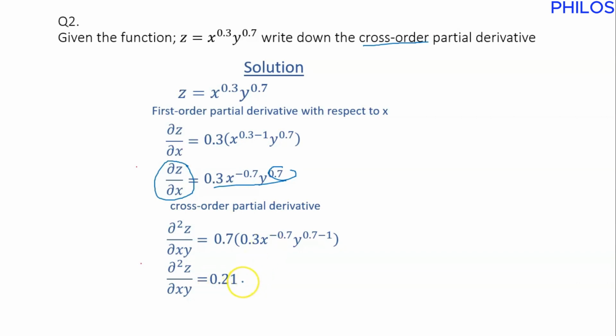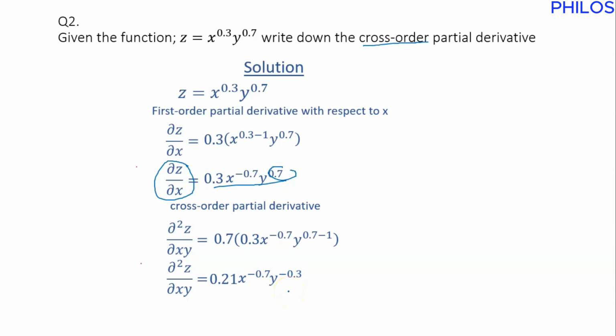Multiplying x exponent negative 0.7. Then 0.7 minus 1 is negative 0.3, isn't it? So multiplying y exponent negative 0.3. So the cross order partial derivative for this particular function is 0.21 x exponent negative 0.7 multiplying y exponent negative 0.3. So that's the final answer to this.